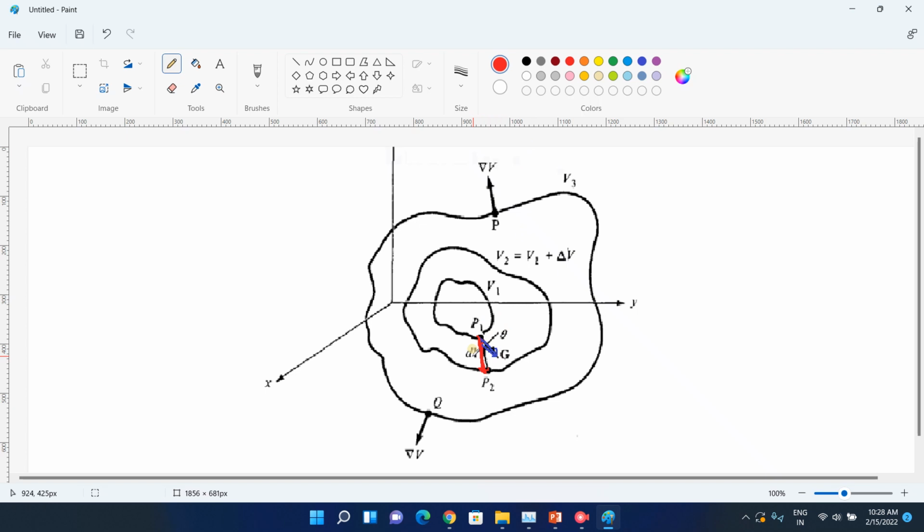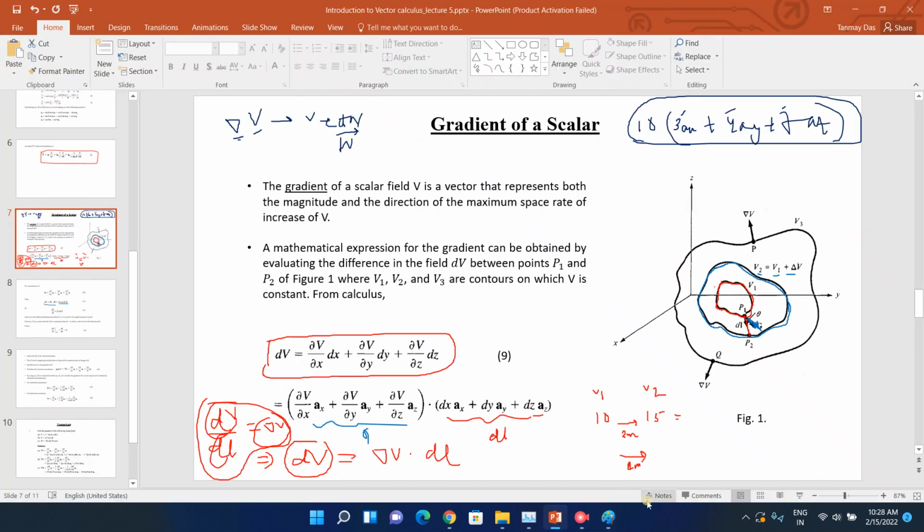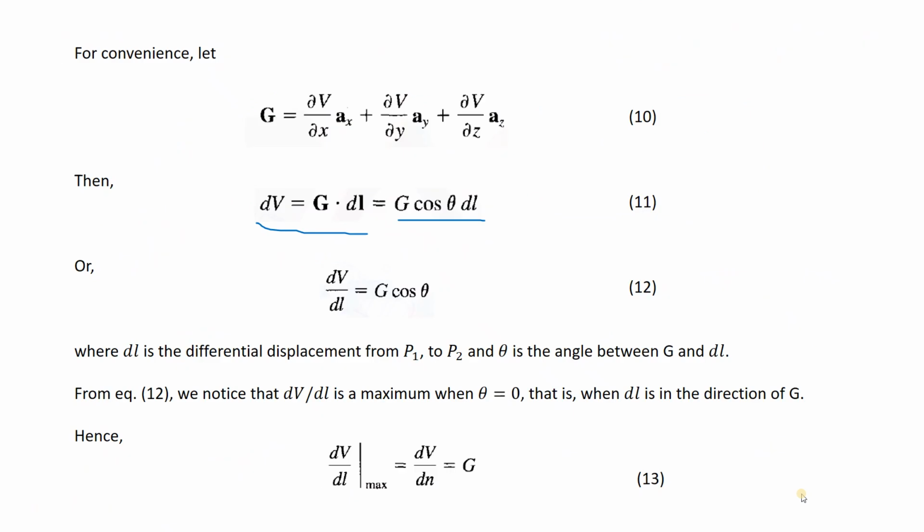Suppose the line dl which we have, we have to travel along this dl only. Why? Because dl is the shortest one. So if you travel along dl, you will get the gradient of V. But to prove it, we are taking another vector g which is not along dl, not along the shortest path. So it will travel along a path which is longer than the shortest path, having a greater length. So the angle between g and dl is theta.